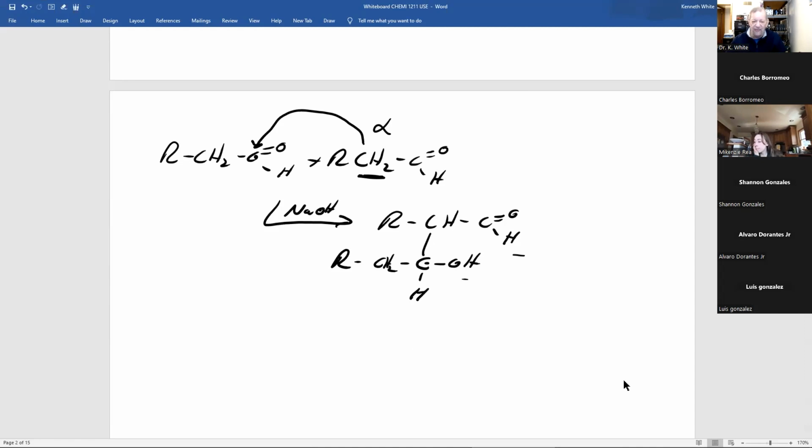The alpha carbon, the hydrogens you can remove with base to form an enolate anion, and this carbon bonds to the carbonyl carbon of the second aldehyde, and you form that very special thing, a carbon-carbon single bond.